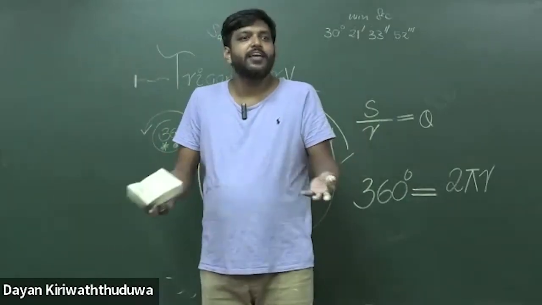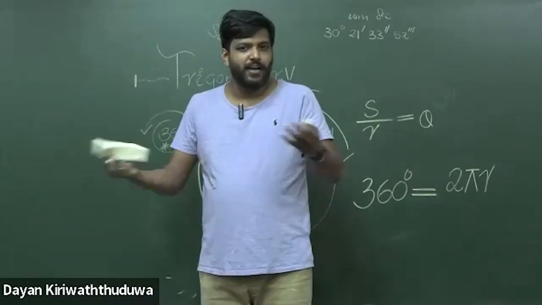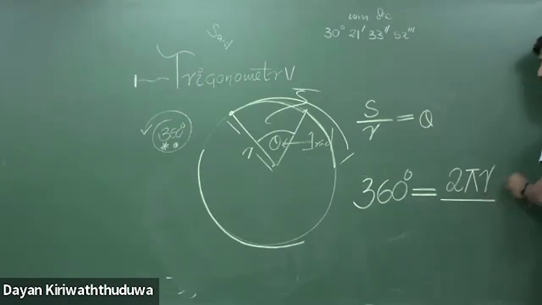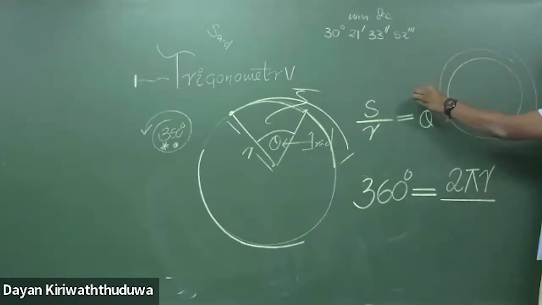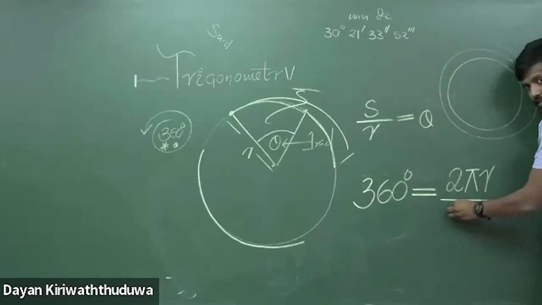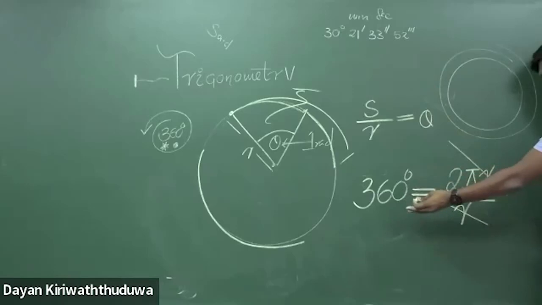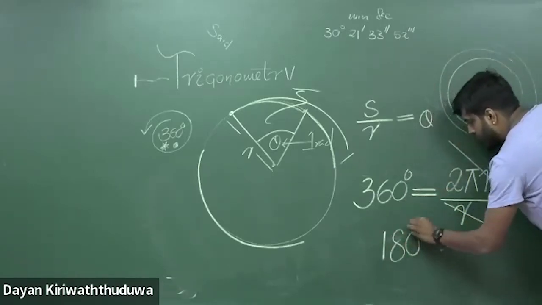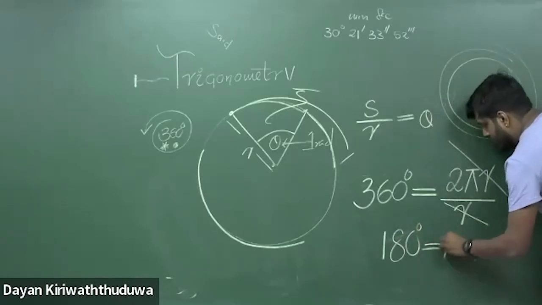We feel shy. Right? So somehow, this is 2 pi r, that is circumference, which is similar to the arc length of a full circle, divided by the radius r. 360 degrees would be 2 pi, which means 180 degrees is pi.